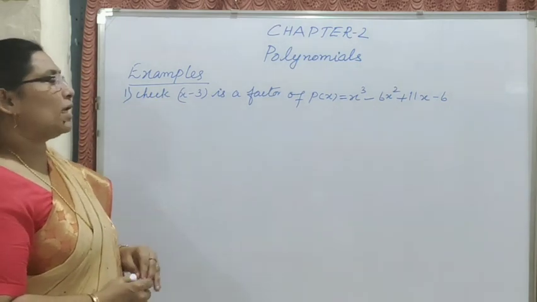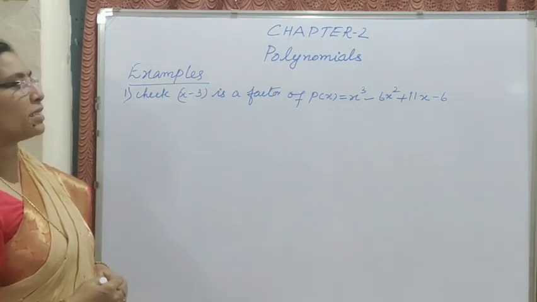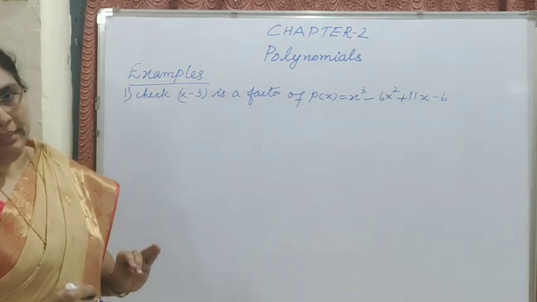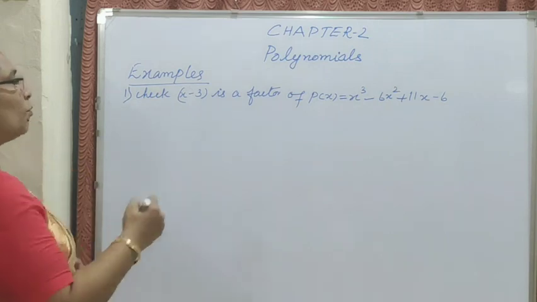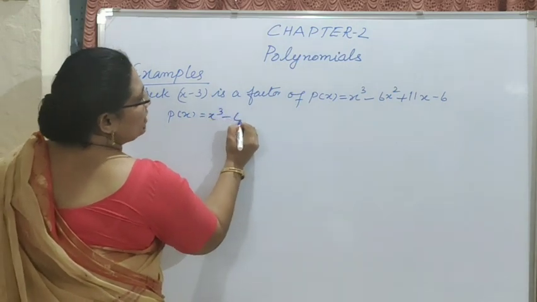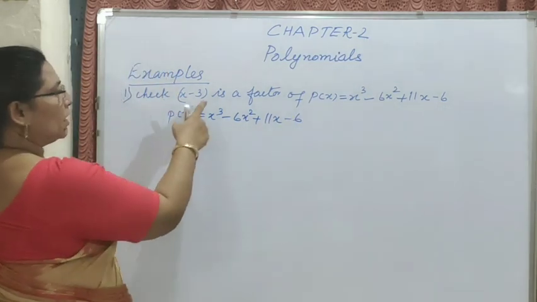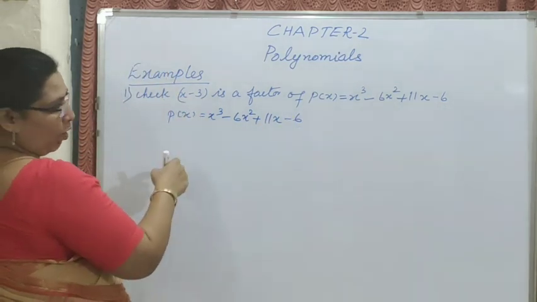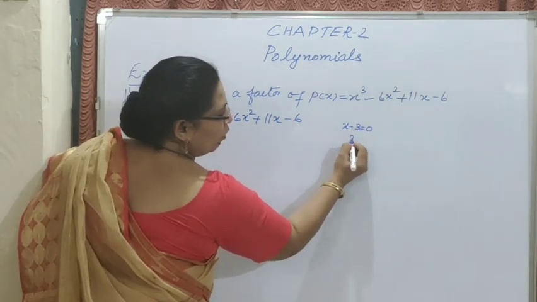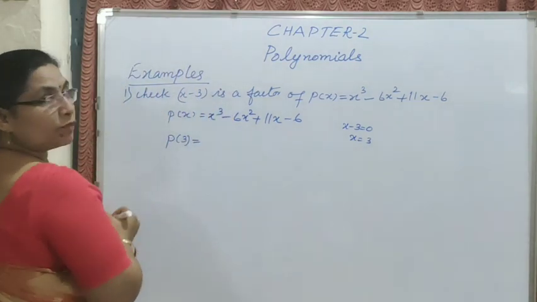Check whether x minus 3 is a factor of p of x equal to x cube minus 6x square plus 11x minus 6. If it is a factor, then there is no remainder we are going to get. Right? So p of x we are taking down first: p of x equal to x cube minus 6x square plus 11x minus 6. Now what we have to check? Whether x minus 3 is a factor or not. By the remainder theorem itself, x minus 3 equal to 0, x equal to 3. So p of 3 we should check.